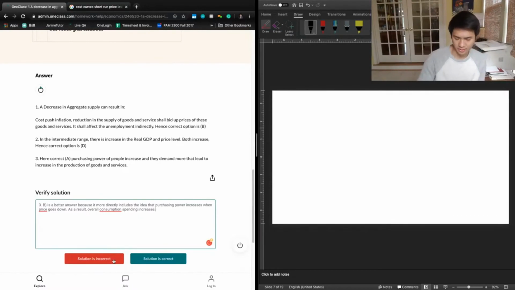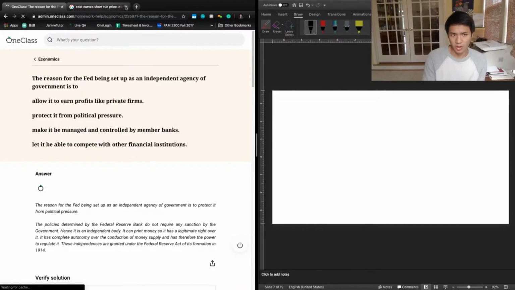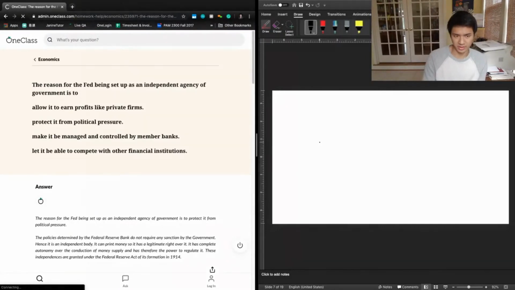We're going to have to mark the solution as incorrect just because we disagree with that last answer. And so we can move on to the next question though.